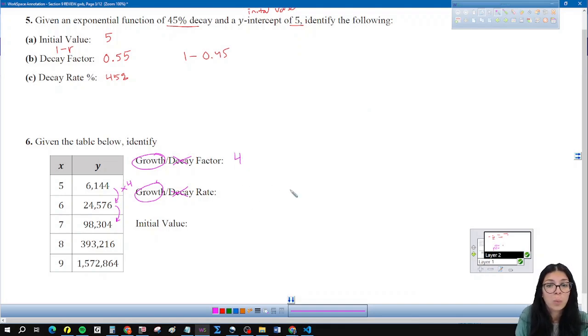which means that the rate would be 1 plus r equals that factor of 4. So the rate is 3. You could write it as a decimal, or you could write it as a percentage, which would be 300%.